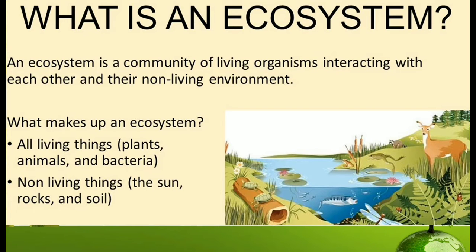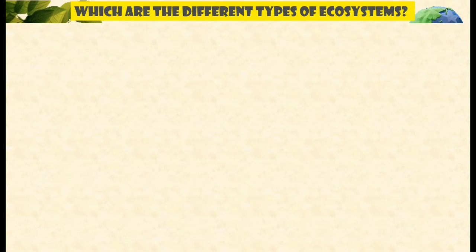So what makes up an ecosystem? All living things like plants, animals and bacteria, and non-living things like the sun, rock and soil. Now what an ecosystem is should be clear to all my students. Now we will be learning about the different types of ecosystem.